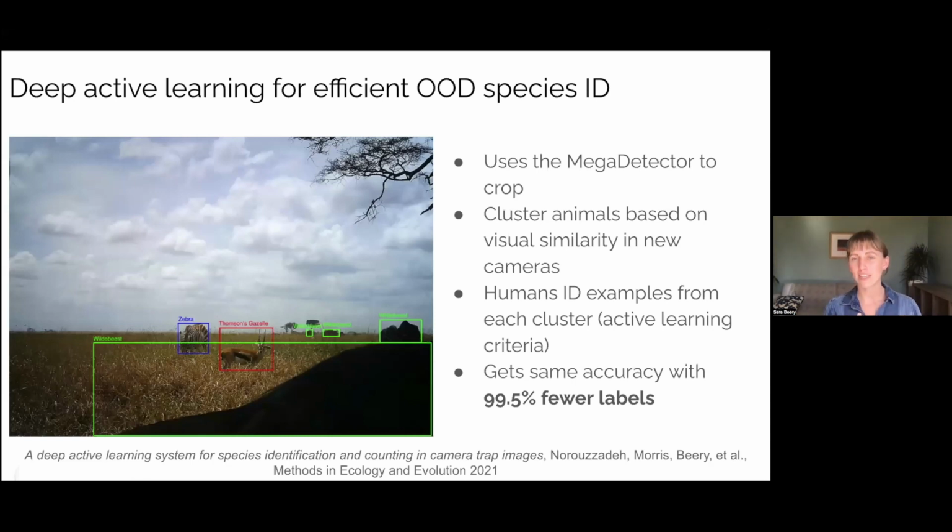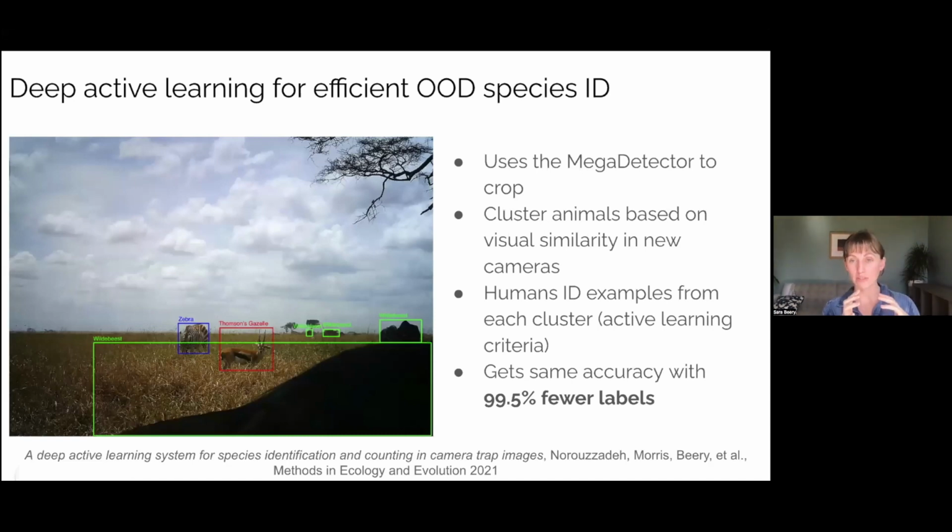But one of the things that humans are really good at is that generalization, learning to recognize things in new contexts. And so we took an active learning approach to figure out how we get very efficiently to a system that will do species identification out of distribution for a new network of camera traps. And we leverage the knowledge we have about the domain structure and that robust model we have for detecting animals.